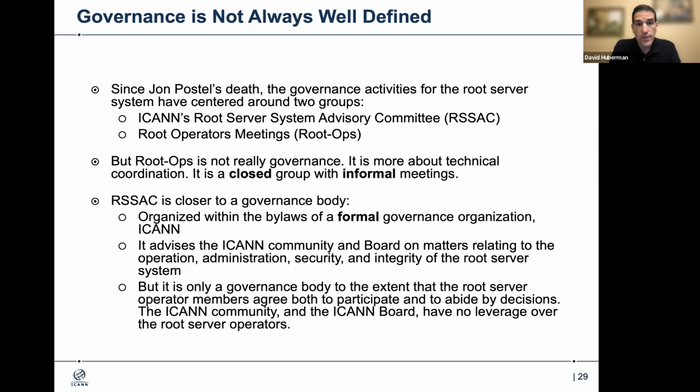RSSAC is a little bit closer to the idea of governance. It's organized underneath the bylaws of a formal governance organization, that's ICANN. It does advise the community and the ICANN board on matters relating to the root server system, but it's only a governance body to the extent that the root server operators agree both to participate in RSSAC and in ICANN's processes and abide by any decisions that RSSAC makes. Because just like we talked about networks, your network, your rule, nothing can force a root server operator to abide by any decision or to do anything. They do so voluntarily.